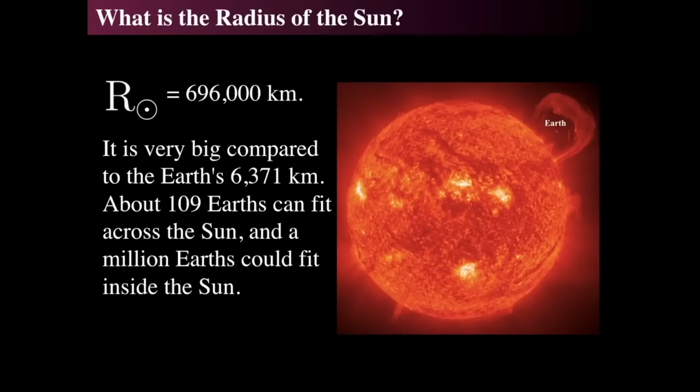So the radius of the sun is big, and it's a characteristic size scale for stars. We're going to be talking about how big stars are, how small stars are, and the typical size is about 100 times the size of the Earth, which is a typical stellar size.